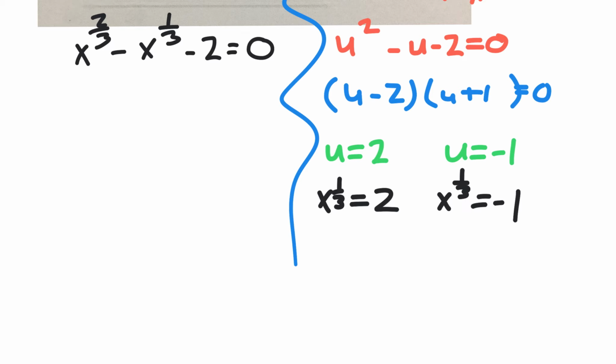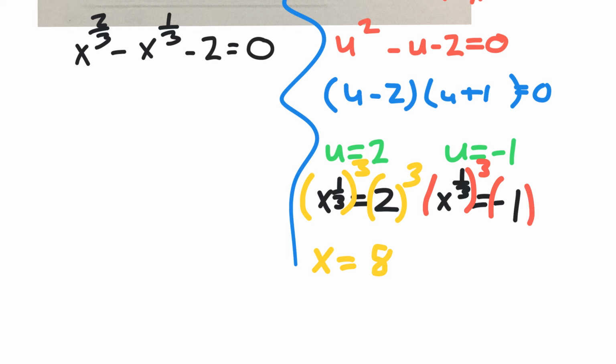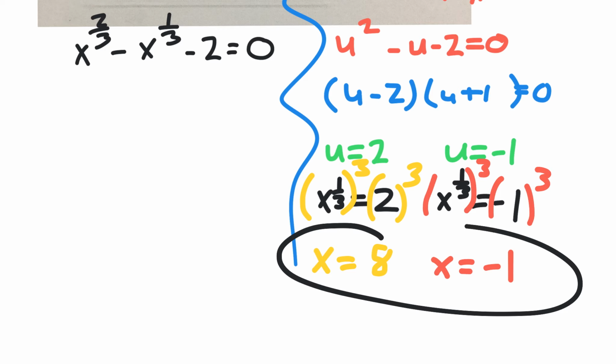And now let's do what we did before. How could I get rid of a 1/3 power? I could raise it to the 3rd power on both sides, because that's multiplying by the reciprocal. So that's going to tell me x is equal to 8. And then same thing on the other one. Raise it to the 3rd power. And that's going to tell me x is equal to -1. So I have two possible solutions. They are 8 and -1.